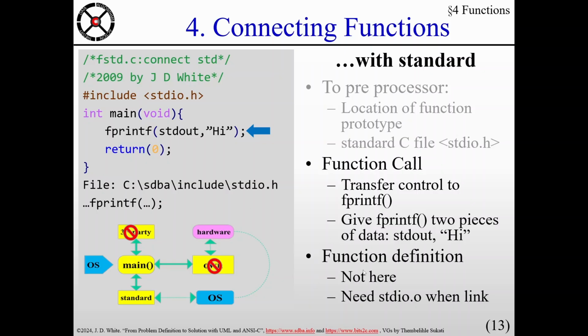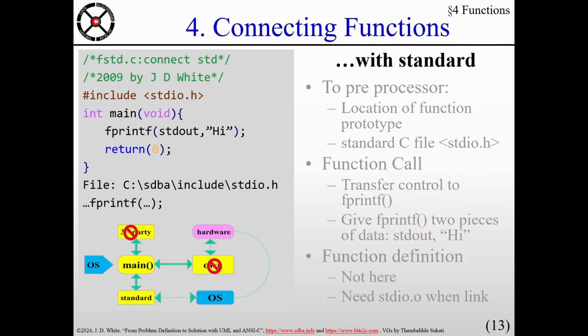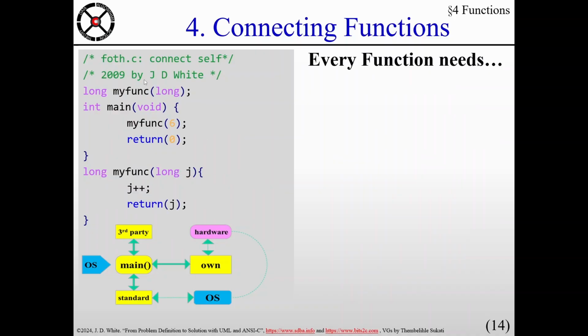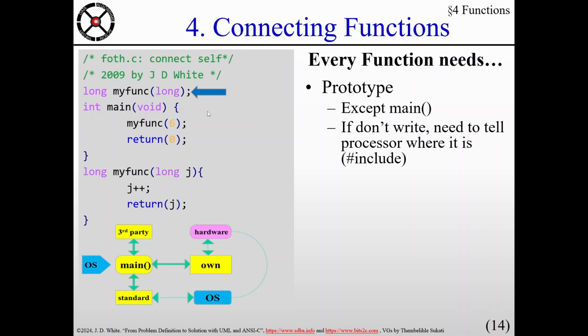And the function definition, it's not here. But we need to make sure that a file stdio.o is available when we link our program. So once we've connected, in other words, reminder, every function needs a prototype with the exception of main. If we don't write one, we need to tell the preprocessor where it is. That's what the hash include does. It tells the C preprocessor the function prototype is where you can look for and find it.